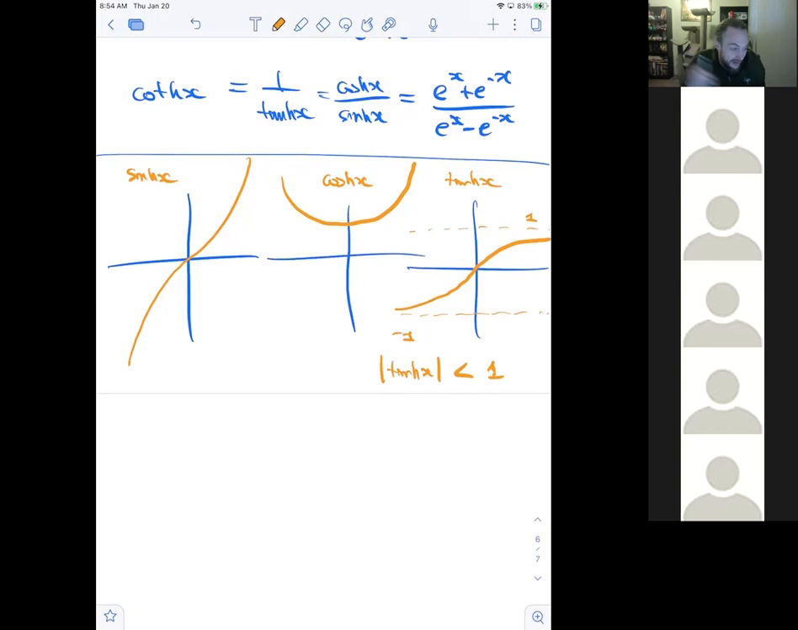But the other thing we want to do is Pythagorean identities and get to where we get the term hyperbolic from.